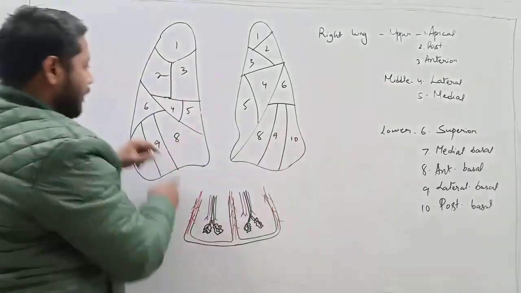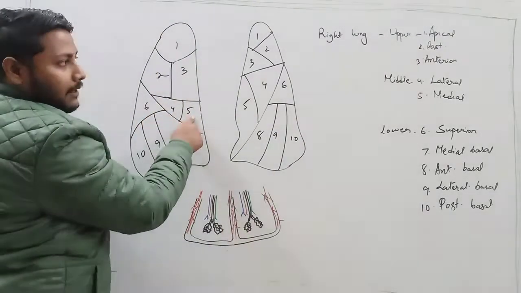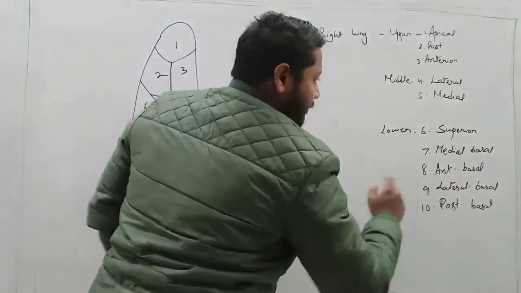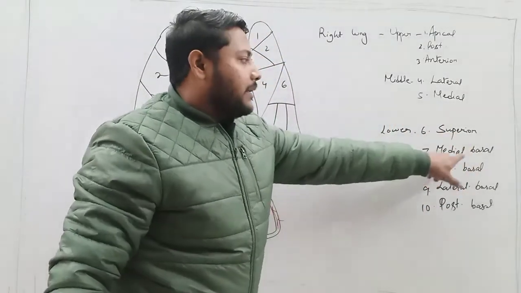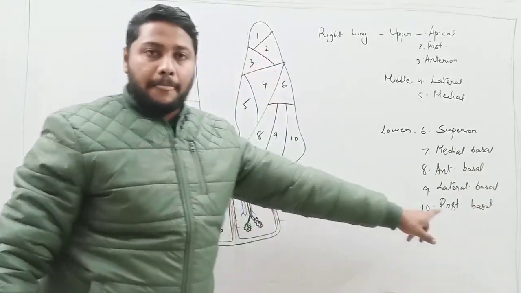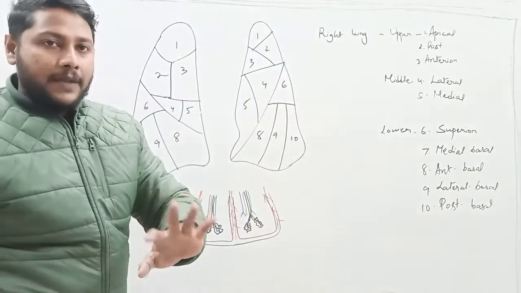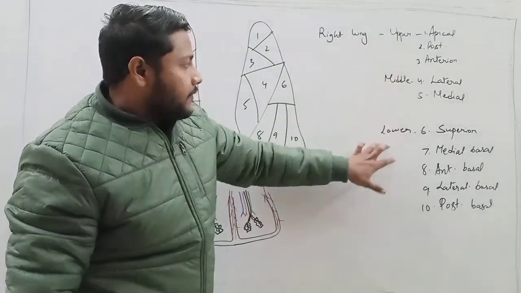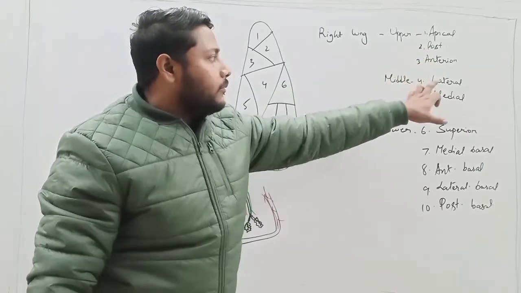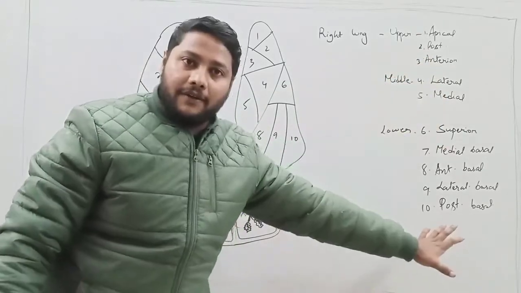In the middle lobe, we have two portions, the lateral and the medial. And in the lower lobe, we have 5 segments: the superior, the medial basal, the anterior basal, the lateral basal, and the posterior basal. Very simple. In the right lung, we have 3 lobes: upper, middle, and lower. In the upper lobe we have 3 segments, in the middle 2, and in the lower 5.